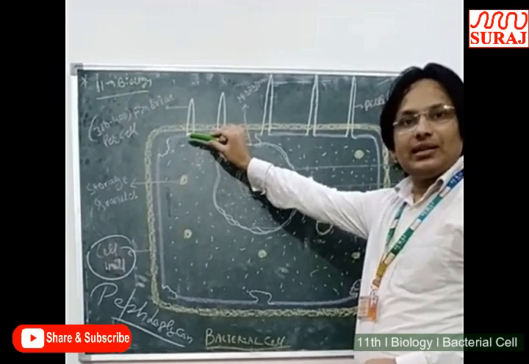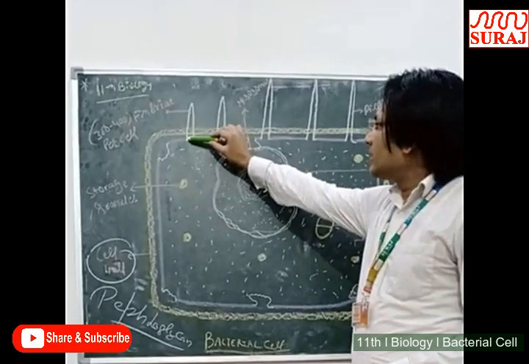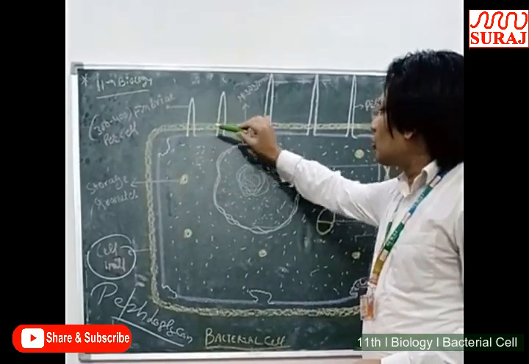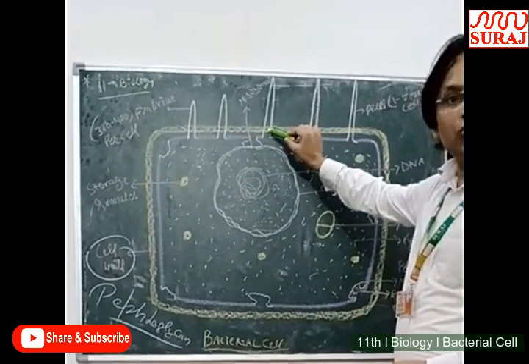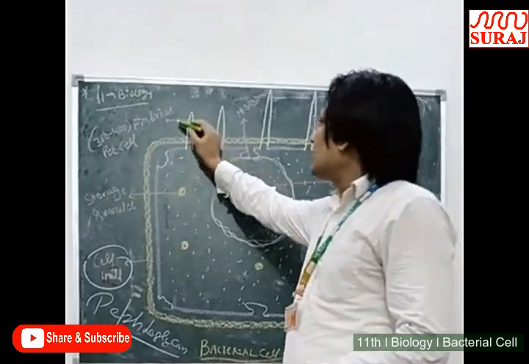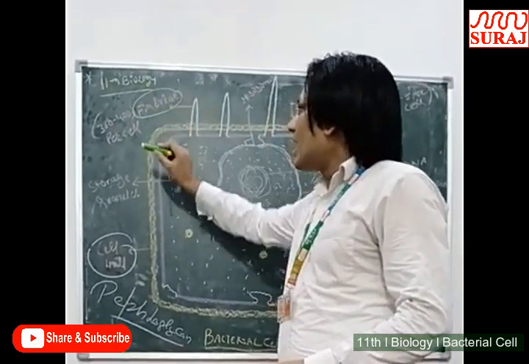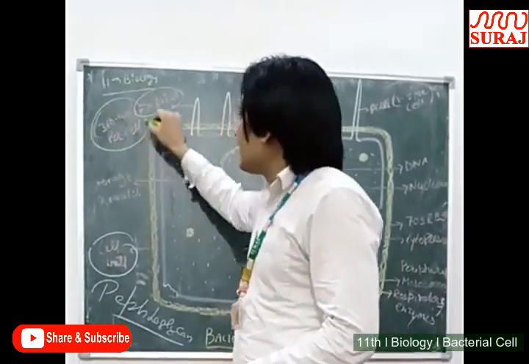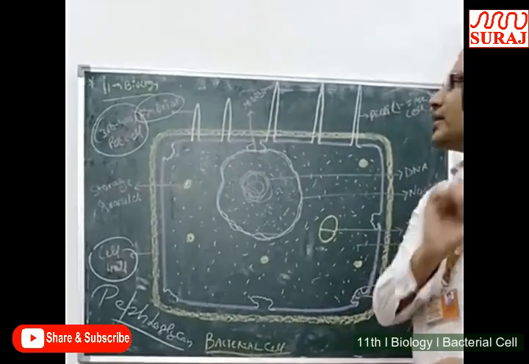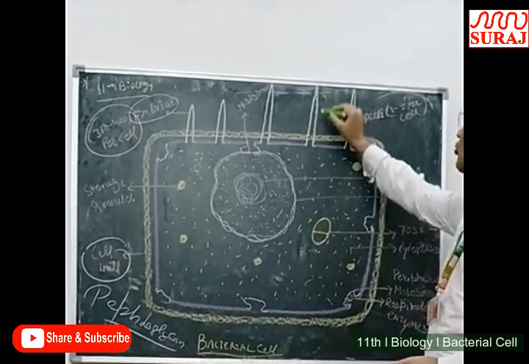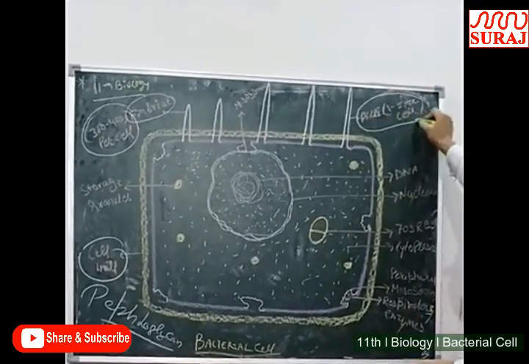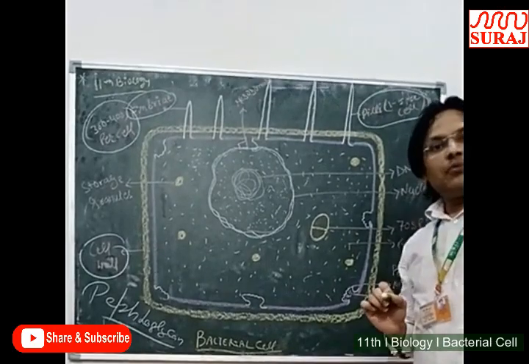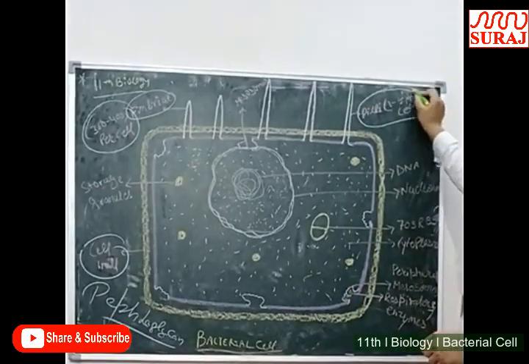You can see in the diagram that there are some small outgrowths and some large outgrowths. The small outgrowth is known as fimbriae, and what is the number of fimbriae? 300 to 400 per cell. The large outgrowth is known as pili, and the number of pili is basically 1 to 5 per cell.